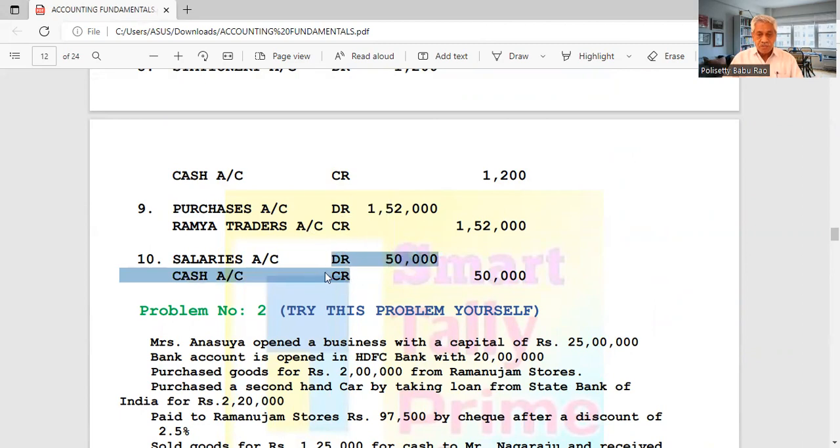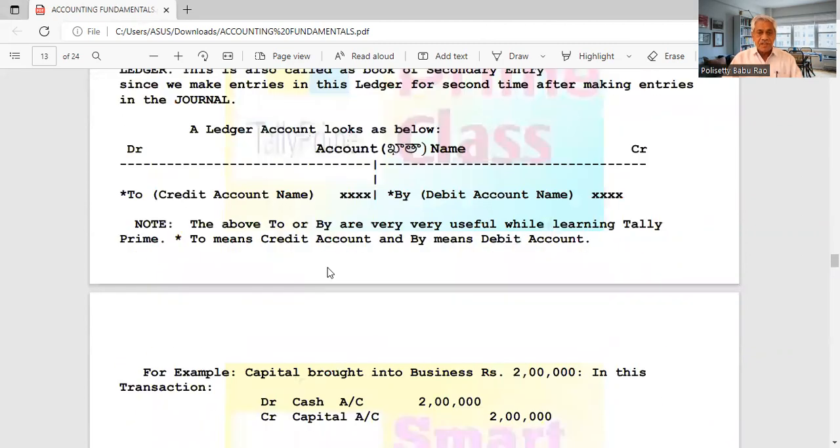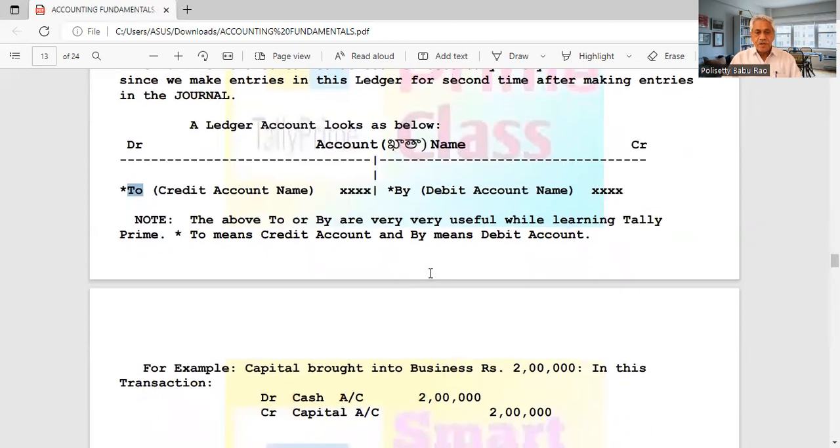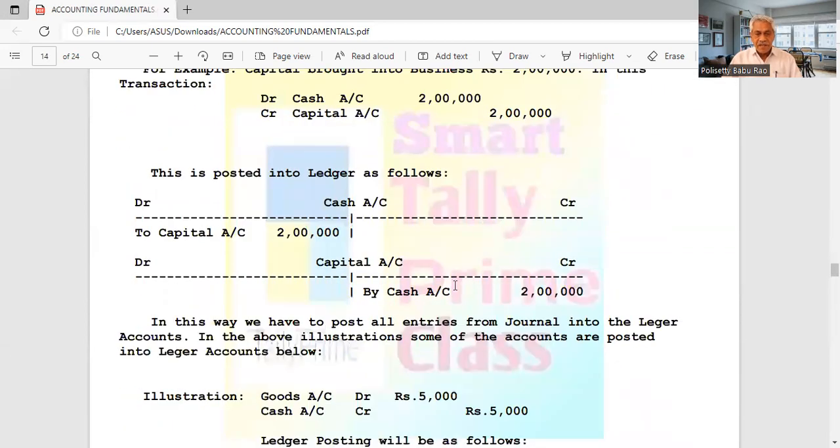One more item: in the ledger, on the debit side, we start with 'To' and write the credit account name. On the credit side, we start with 'By' and write the debit account name. So remember these two things: 'To' means you write the credit account, and 'By' means debit account.